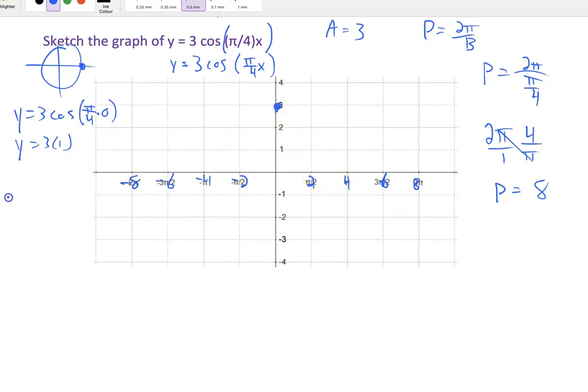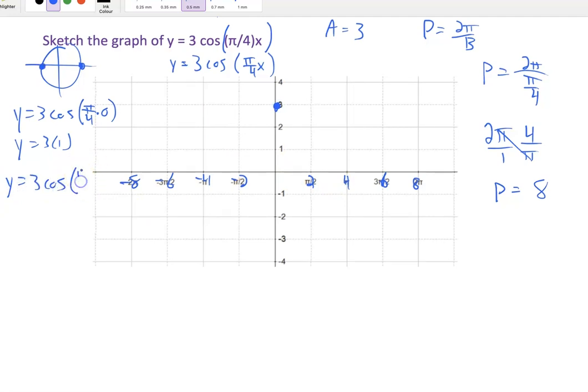Let's go to 2. Y equals 3 times the cosine of pi over 4 times 2. All right, well, you can consider it 2 over 1, right? A 2 would cancel. I'm left with 2 over here. Let's write out that very sloppy thing here. So I have pi over 2. So what's the cosine of pi over 2? Well, if I'm up at pi over 2, that's 0, right? So I have 3 times 0 is 0. At 2, we're at 0.